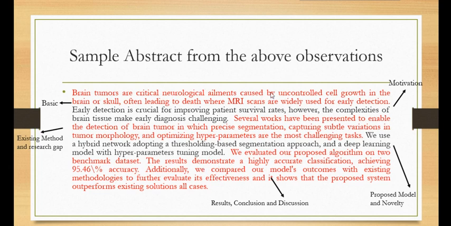So here, if we see, first one is introduction, second one is motivation, third one is existing method with research gap, fourth one is proposed model with novelty, and finally result, conclusion, and discussion. So this is the abstract. What I write as a beginner researcher, you can follow this format. I think it will be good for you, and the reviewer will find everything from this discussion.